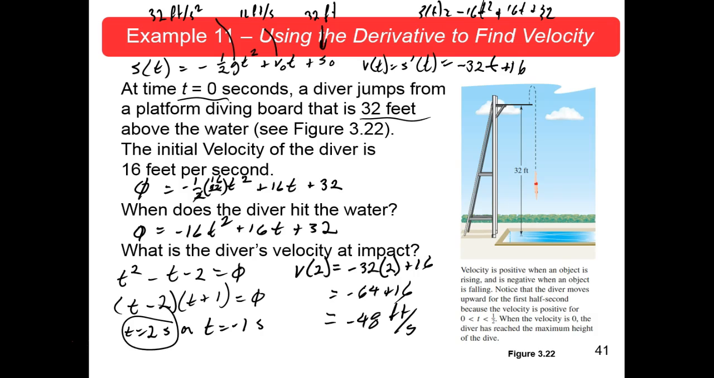Now, just as a hint, I don't do platform diving. But if you ever were doing platform diving, that's approximately a 10-meter board, if I'm not mistaken. That's pretty far up there, 32 feet. You're at a speed of 48 feet per second hitting the water.